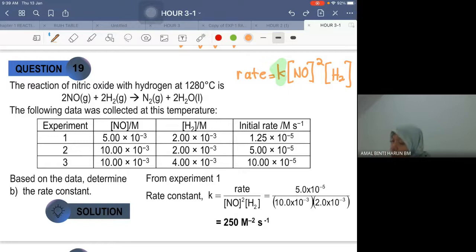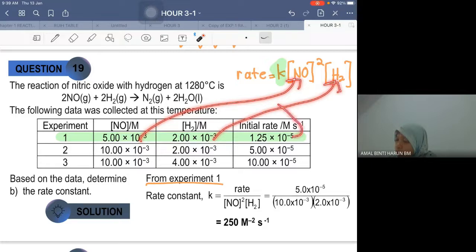10-25. Oh, dia kata from experiment 1. So dia nak pakai data experiment 1. So you just substitute concentration NO, concentration hydrogen and the rate. So you dapat apa? You boleh cari K.